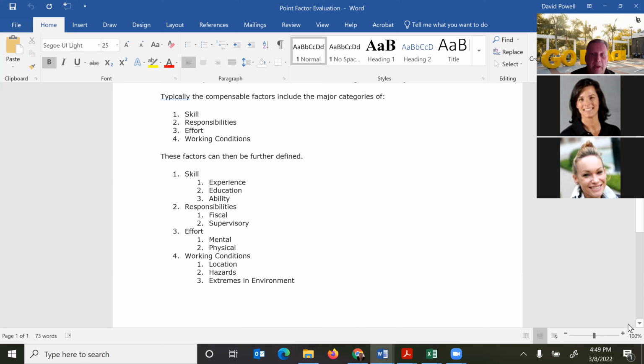Then there's the amount of effort put into the job, both mental as well as physical effort, and the working conditions: where the work is occurring, how hazardous the work is, and extremes in the environment in which you are working. If you're doing this point factor evaluation comparing, for instance, a police chief and a patrol officer, you can see how those positions are going to differ greatly depending on skills, responsibilities, effort, and working conditions.